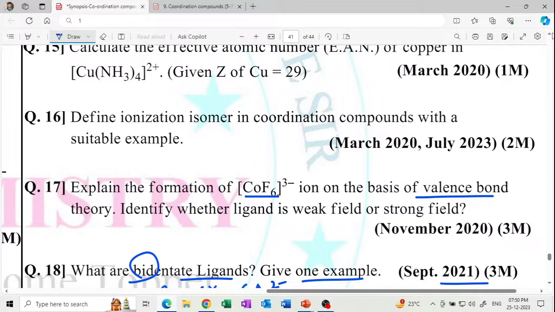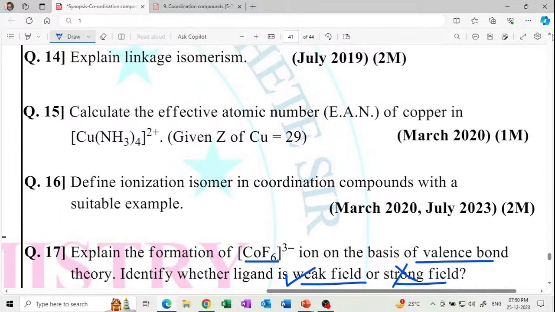And that's identify whether the ligand is weak field or strong field. So identify, okay, the ligand. The ligand is weak field. So this is weak field, not a strong field. Fluorine is a weak field ligand. Get it? And then explain the bonding, hybridization, VBT. Okay, I will show you an example, and you can note it from there.